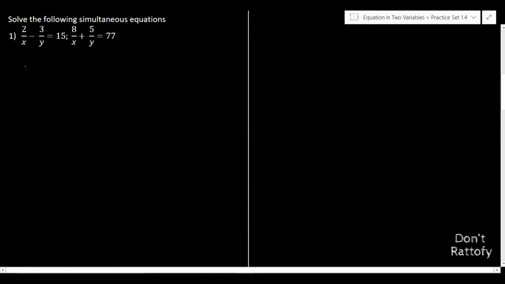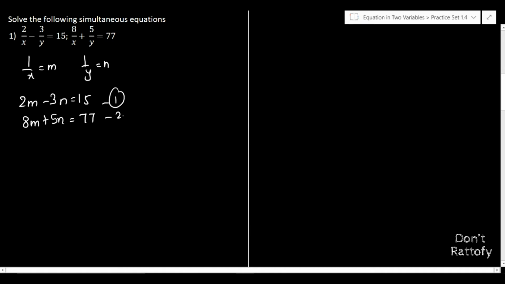So what I can do here is, instead of 1 upon x, I will take m, and instead of 1 upon y, I will take n. See, if it is 2 upon x, which means 2 multiplied by 1 upon x, right? So the equation will be 2m minus 3n is equal to 15. This is my first equation. And the second equation will be 8m plus 5n is equal to 77. This is my second equation. Now remember this. Now I have converted the complex equations into simple linear equations.